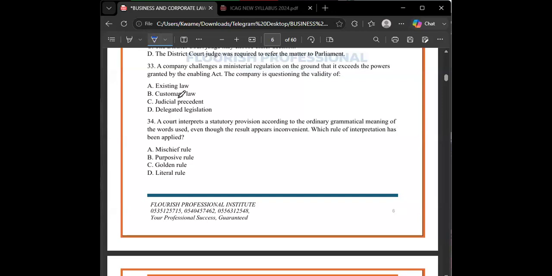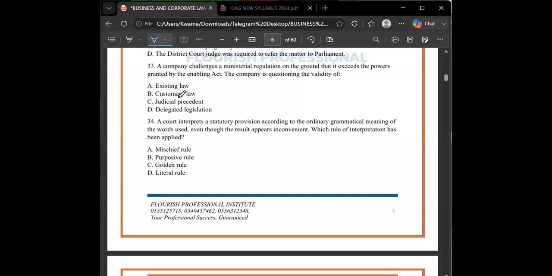I think it's delegated legislation. Okay, so delegated legislation because it says a ministerial regulation. It means a ministry. In a ministry, they have put in a regulation. Remember, we said delegated legislation has to do with where a body which has received power from the parliament to make laws makes a law. So that law is also called delegated legislation.